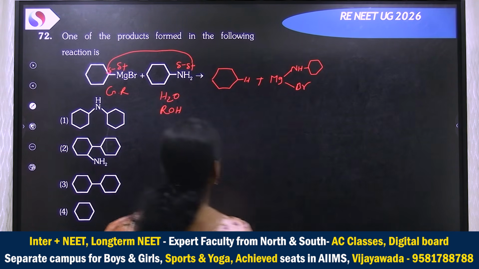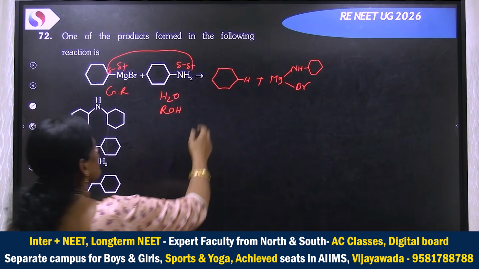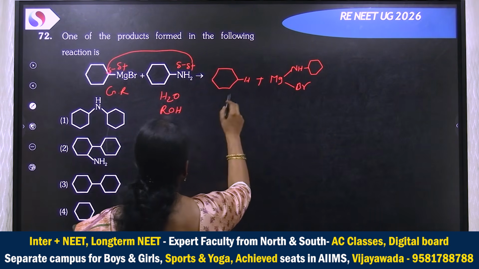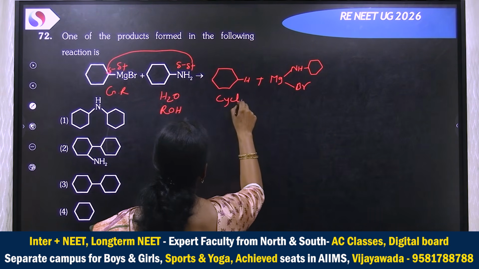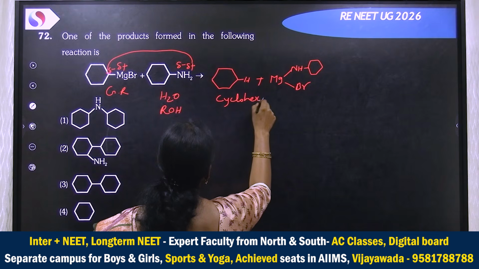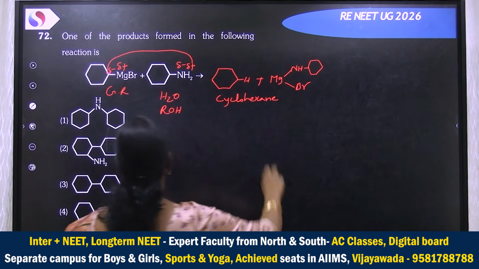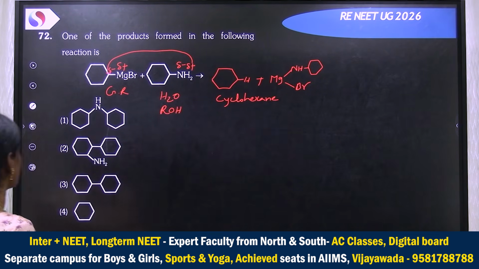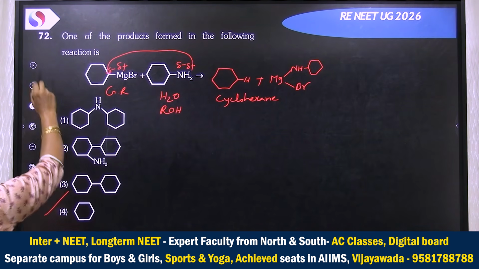Okay? So this is hydrocarbon, cyclohexane. When Grignard reagent reacts with proton donating compounds, hydrocarbons are formed. So the correct option is the fourth one. Very important reaction. It is the property of Grignard reagents.